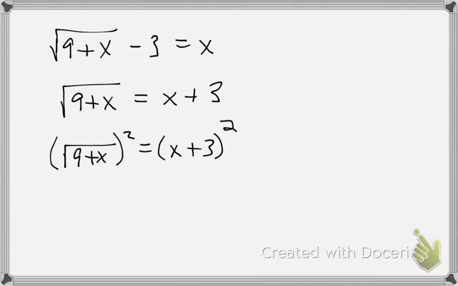On the left, that's easy. 9 plus x, right? But what happens on the right? You are supposed to FOIL it out because that means x plus 3 times x plus 3. Now you could FOIL it old school, or you recognize that that is a perfect square trinomial. So that's going to be x squared plus 6x plus 9. All right?